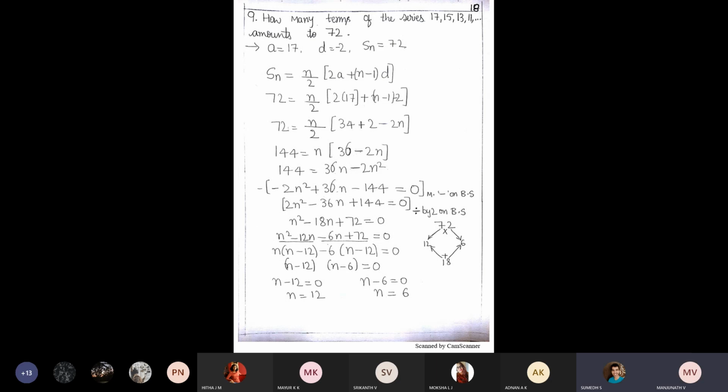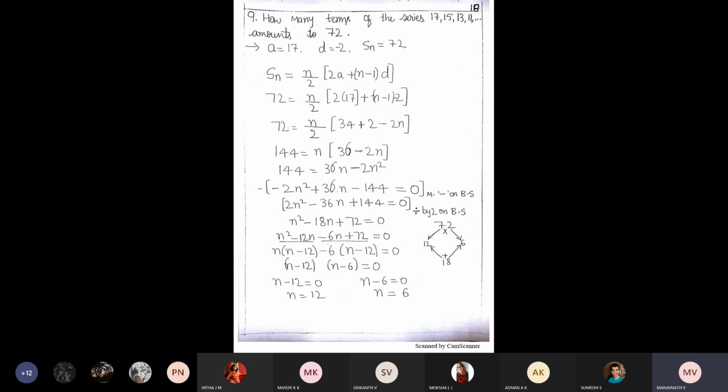Sir, could you please repeat the last few words of the conclusion? That is, either you may have 12 terms in the series or maybe 6 terms in the series, so that the sum is 72. See, if we go on increasing the series, you will get more negative terms, right? If you stop up to 6 only, you will get no negative terms, and the sum may be 72.